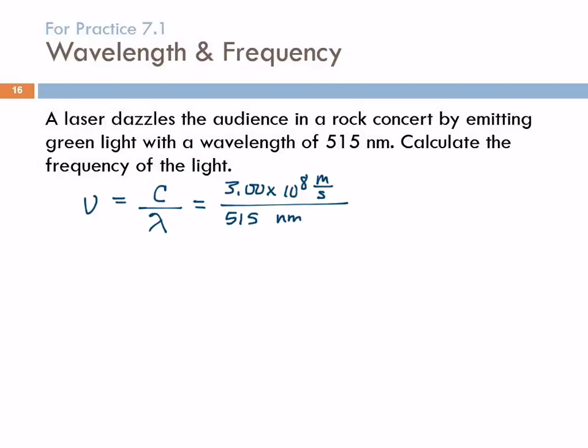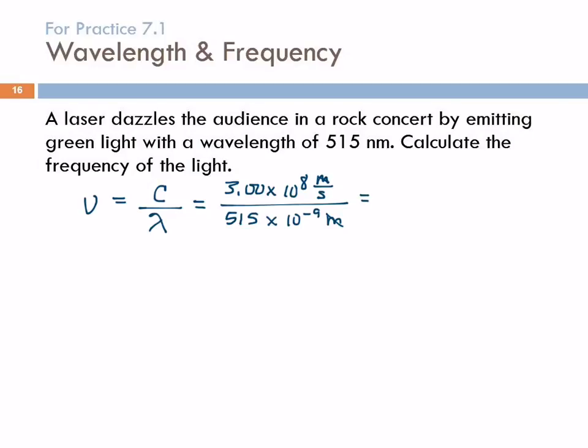Are those units going to work out? No, they're not. So instead of writing the prefix nano here, I'm going to write what it means. That's a really fast way to do a conversion. Nano means 10 to the minus 9. Now I've got meters on the top and meters on the bottom. So I'm going to have 3 times 10 to the 8th divided by 515 times 10 to the minus 9.